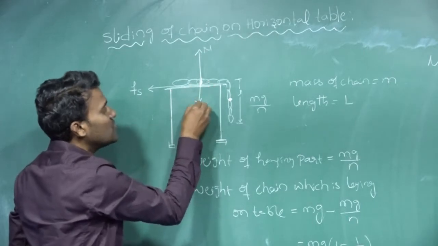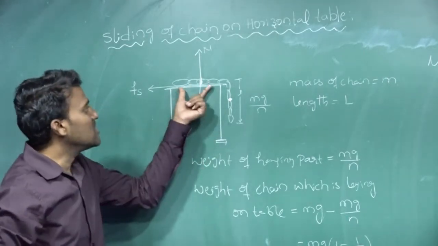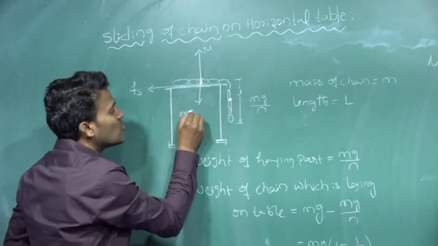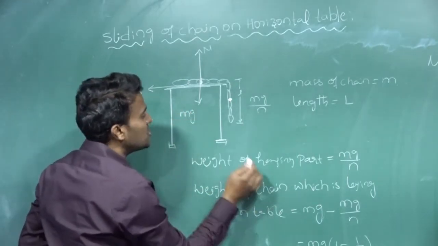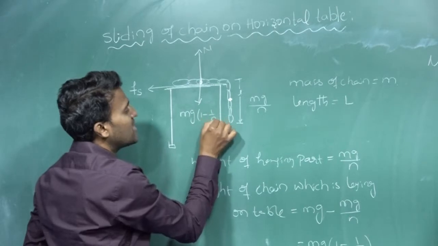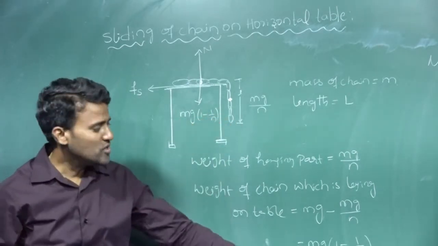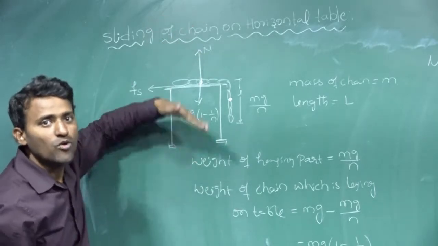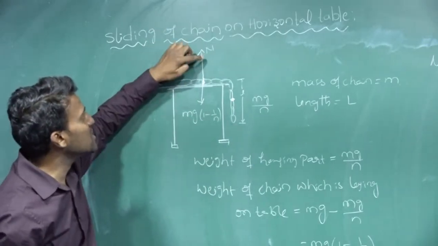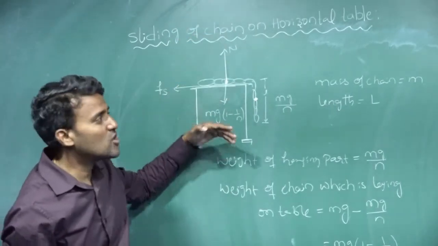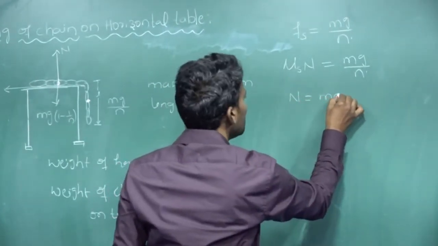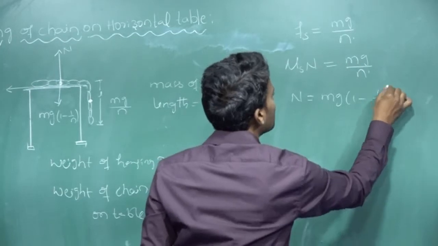And the weight of the chain which is lying on the table, that is in the downward direction, is how much? mg into 1 minus 1 by n. Correct or not? It is not accelerating up and down, so N, the upward force, is equal to the downward force. N is equal to, you know very well, mg into 1 minus 1 by n.